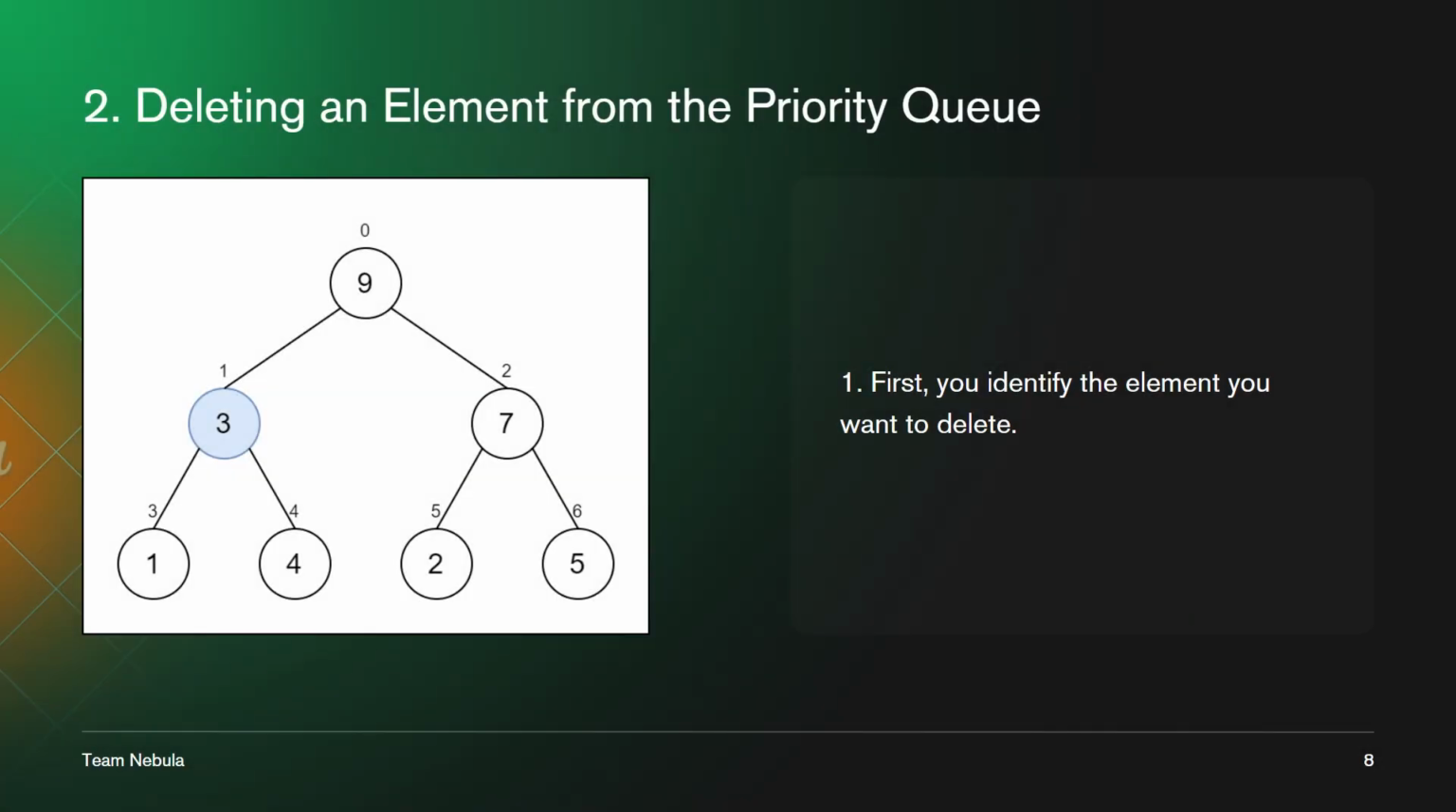Now, let's delve into the process of removing an element from the priority queue, particularly a max heap. This involves a series of steps to ensure that the heap properties are maintained. Here is how you delete an element from a priority queue, which means a max heap. First, you identify the element you want to delete.